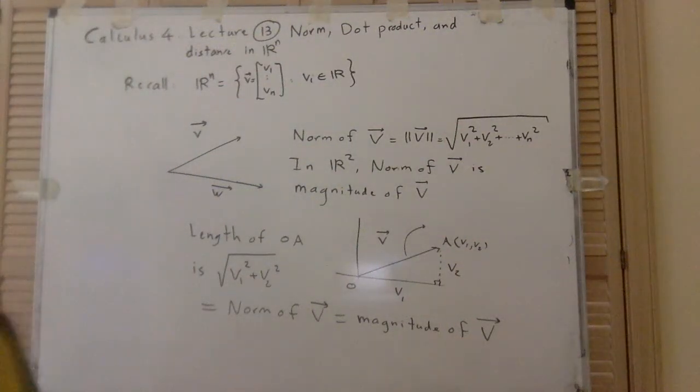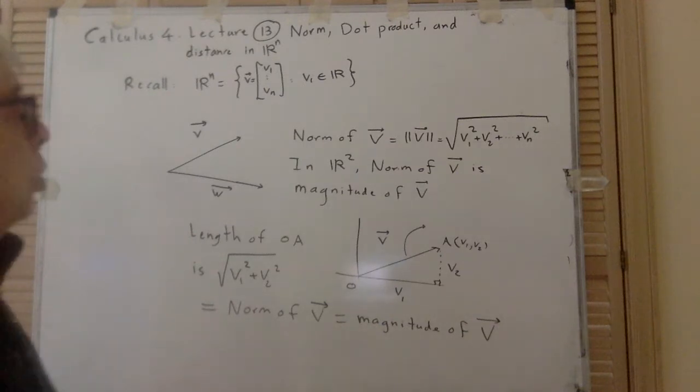Okay, Calc 4, Lecture 13, continuing linear algebra. We discuss norm, dot product, and distance in Rn. Recall that Rn was the set of vectors like that, which are column vectors with n entries.